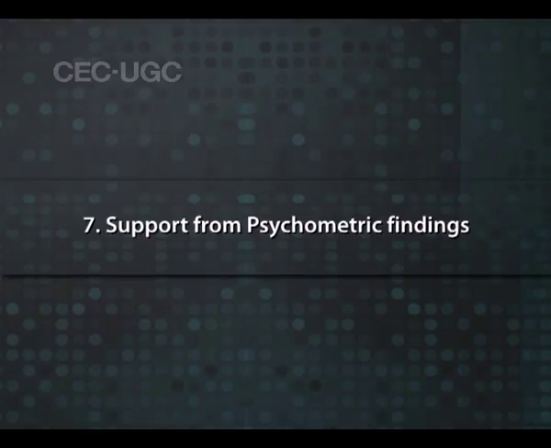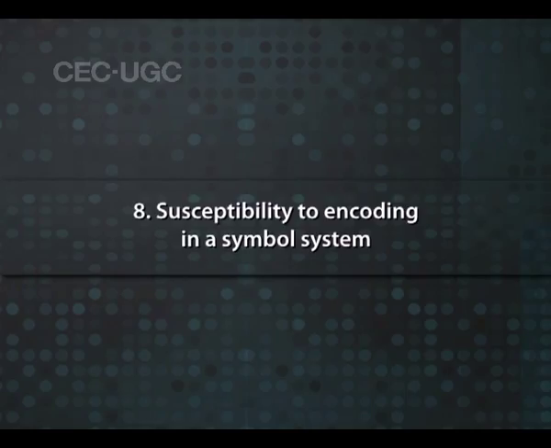Seventh one, support from psychometric findings. Gardner believes that the intelligences are in line with data from other branches of psychology. There are many standardized tests for measuring intelligence for the support of his theory. Eighth one, susceptibility to encoding in a symbol system. This criterion measures the ability of an intelligence to naturally gravitate towards embodiment in a symbolic system such as language, pictures or mathematics. Each form of intelligence must satisfy a range of these criteria and must include as a prerequisite the ability to resolve genuine problems or difficulties within certain cultural settings.